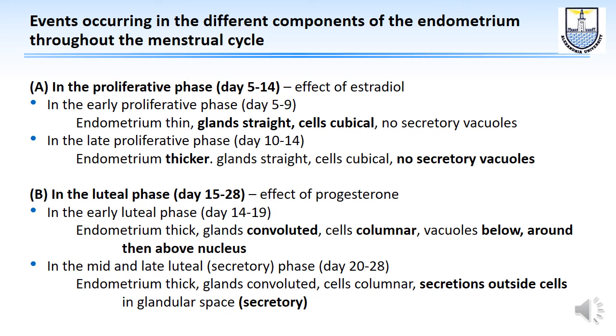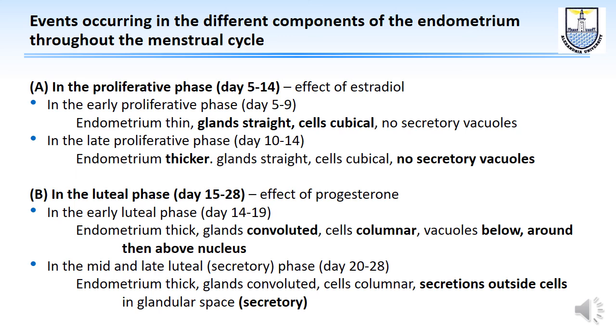In the early follicular phase, from day 5 to 9, the endometrium is thin, the glands are straight, the cells are cubical, and there are no secretory vacuoles inside the cells. In the late proliferative phase, the endometrium is thicker, the glands are straight, the cells are still cubical, and there are still no secretory vacuoles, but the endometrium becomes thicker.